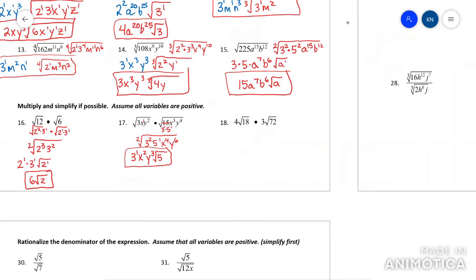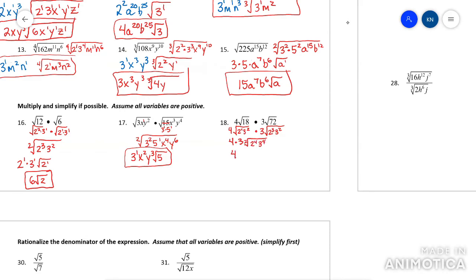Okay, this next one. I would break it down first. So 2 to the 1 times 3 squared. And then 72, I think it's 2 cubed, 3 squared. So now the 4 times the 3 is going to happen outside. And then under the root, you're adding the exponents here. So it makes 2 to the 4, 3 to the 4.